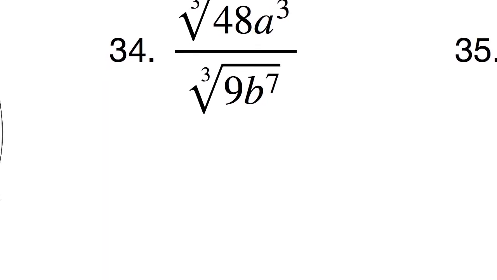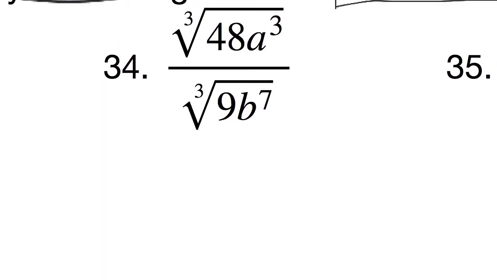So this here looks like, gosh, a mess. Well, what we need to do is get perfect cube roots in the denominator. 9 isn't a perfect cube, but 27 is. 9 will go to 27. b isn't a perfect cube, but b to the 6 would be, so b to the 9th would be. I'd rather take the cube root of 27 and b to the 9th.